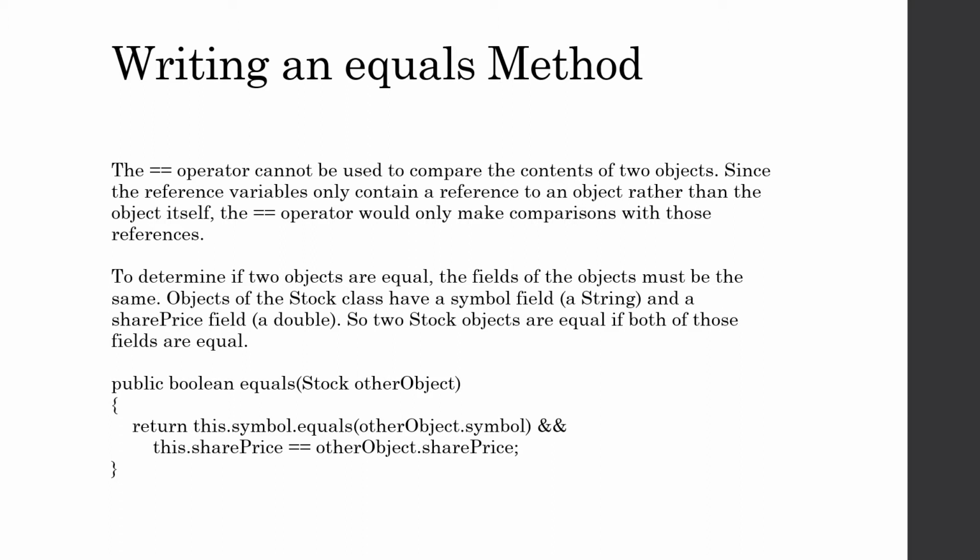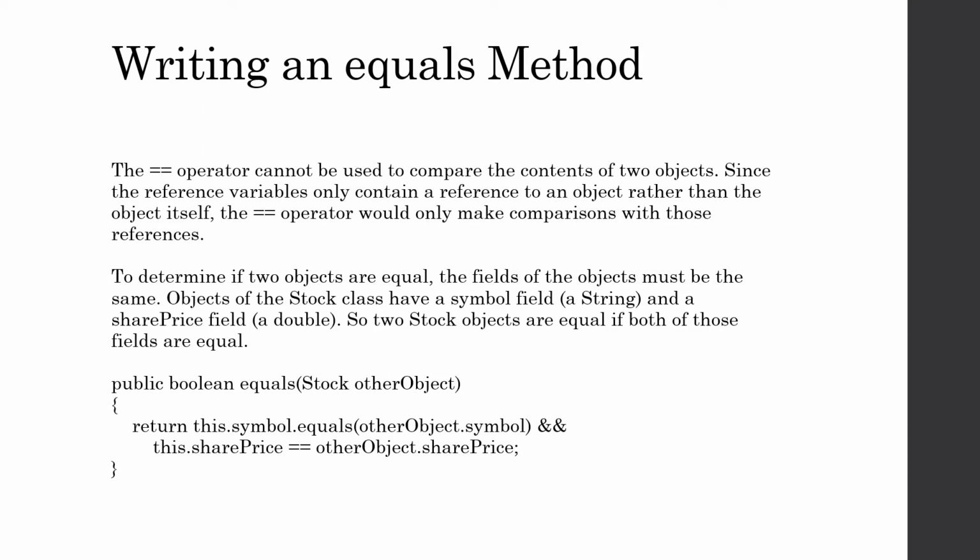And we're also going to check that the share price, so we've got this.sharePrice of our current object, is equal to, and because this is just a double, a primitive data type, we can use the equals operator here at least. So we'll use that operator to make sure that it's equal to the share price of the other object.